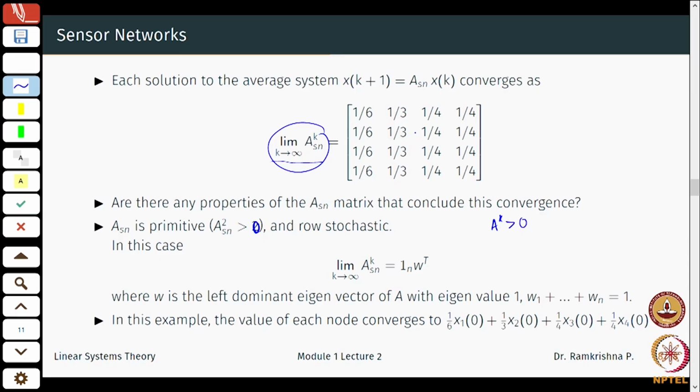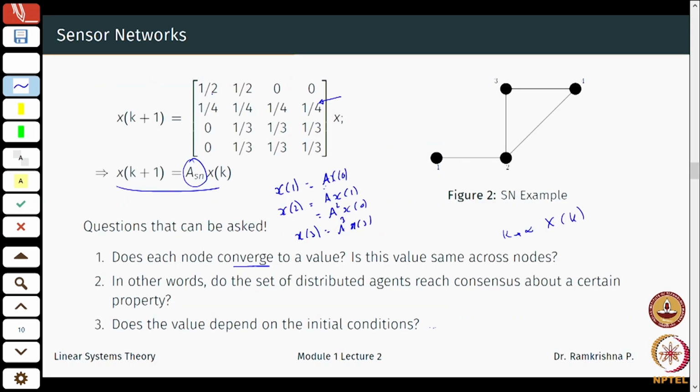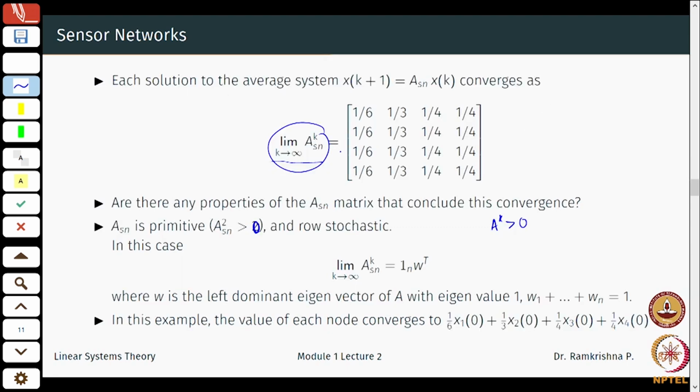So, if this happens and if the matrix is row stochastic, what does row stochastic mean? If you sum any of these rows, the sum of the row would be 1. You add these 4 numbers, it will be 1. Add these 3 numbers, it will be 1. Add these 3 numbers, it will be 1. If these two properties hold, again we will not do the proof of this.